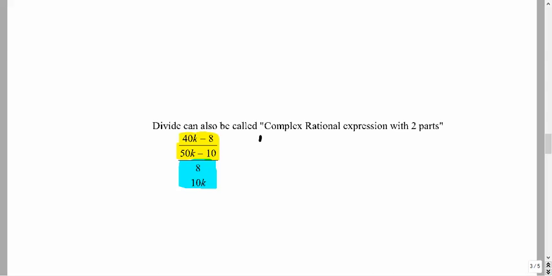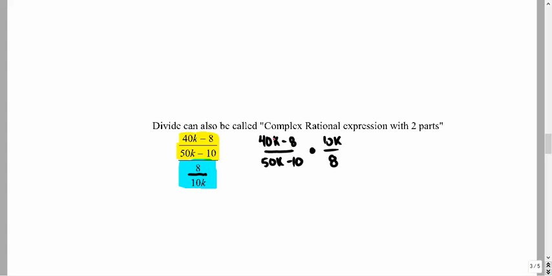So I'm going to start with the first fraction, so 40k minus 8 over 50k minus 10, and then it's divided by this fraction 8 over 10k. Or we can go straight to the reciprocal, multiply by the reciprocal of 8 over 10k, which is going to be 10k over 8. You're more than welcome to do that middle step where it's this first fraction divided by that second fraction. Okay, then from here you just do your normal factoring, reducing, and combining.